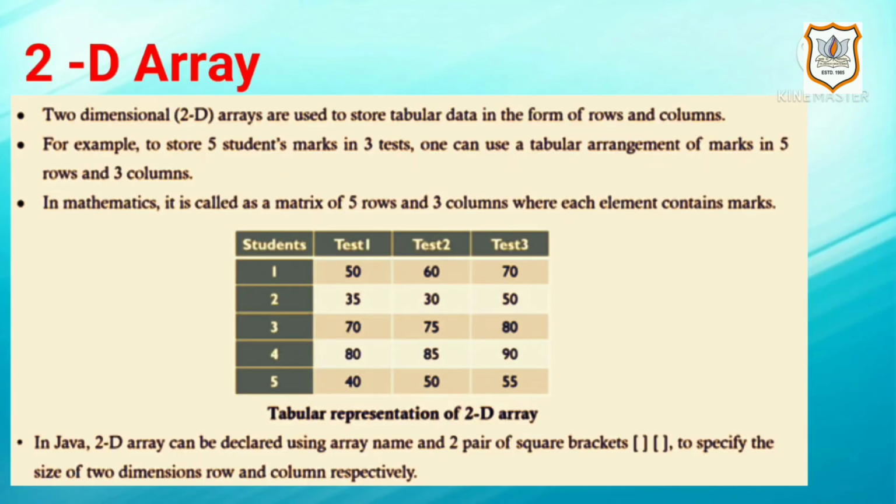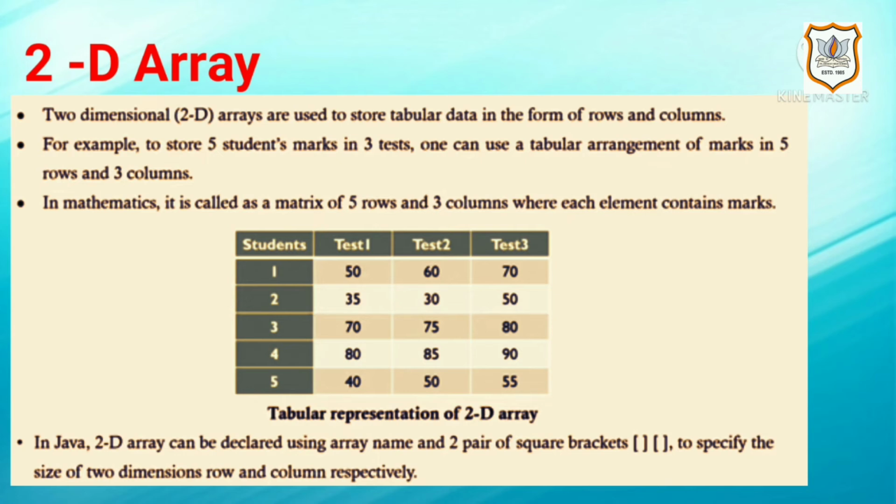Next is 2D array. Two-dimensional 2D arrays are used to store tabular data in the form of rows and columns. For example, to store 5 students' marks in 3 tests, we may use a tabular arrangement of marks in 5 rows and 3 columns. In mathematics, we call it a matrix of 5 rows and 3 columns where each element contains marks.